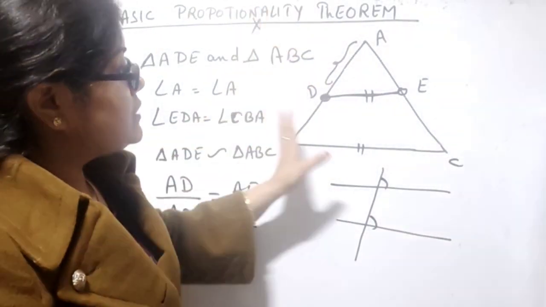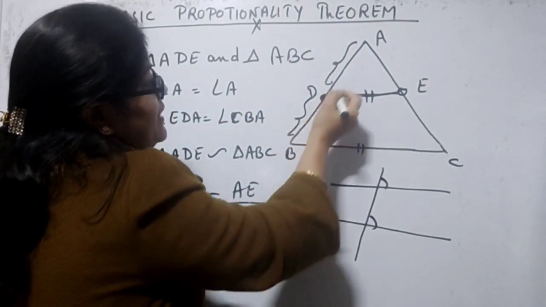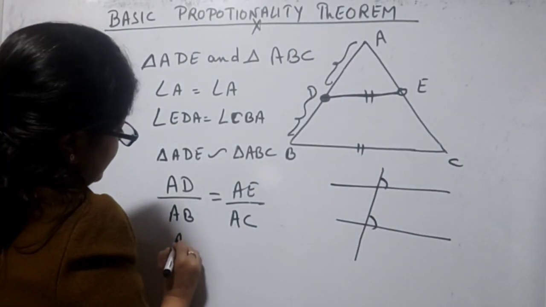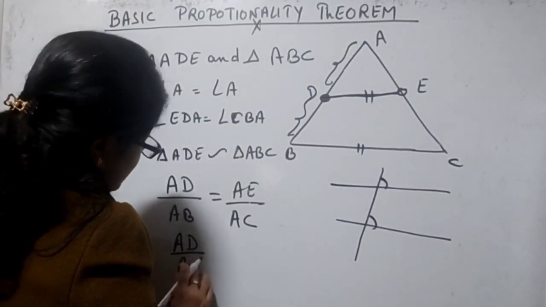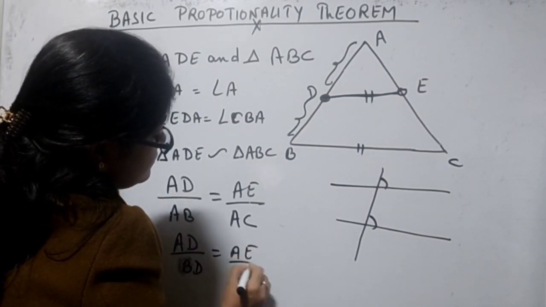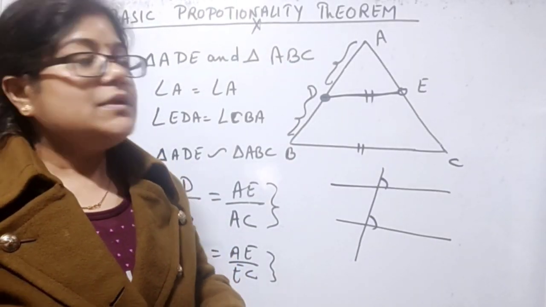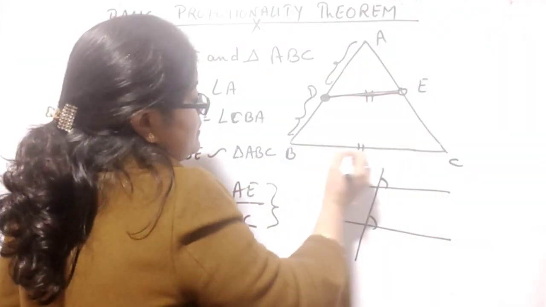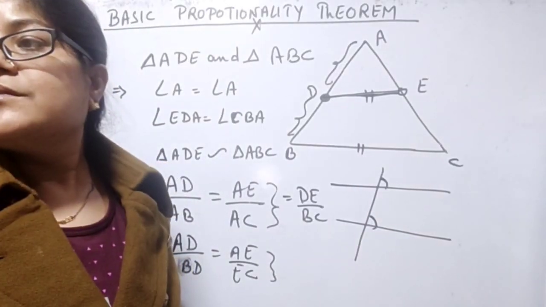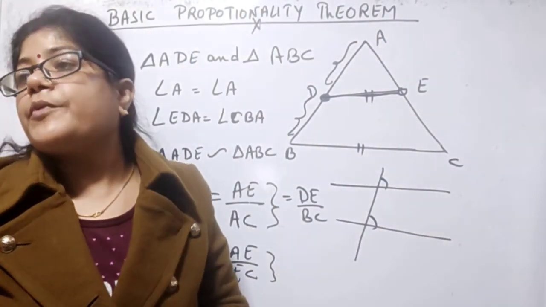Okay, we can also write AD upon DB, because what is DB? DB is the subtraction of AB minus AD. So we can also write that AD over BD is equal to AE over EC, because here the ratios are equal, not the values. Similarly, we can also write DE is to BC when we take ratios of DE and BC. So these are the predictions which came out from this proportionality theorem.